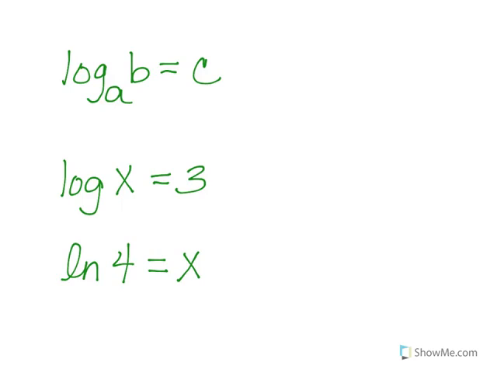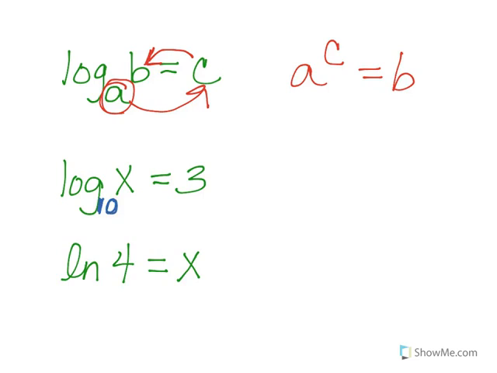Okay, let's practice converting to exponential form. In the first one, my setup is already good. I can see the base. So we start with the base, we loop it to the other side. This is a to the c power equals b. In the second one, I don't see a base, so we want to recall that if we don't see the base, it's assumed to be 10. So we circle the base, we loop it to the other side. So 10 to the third equals x.